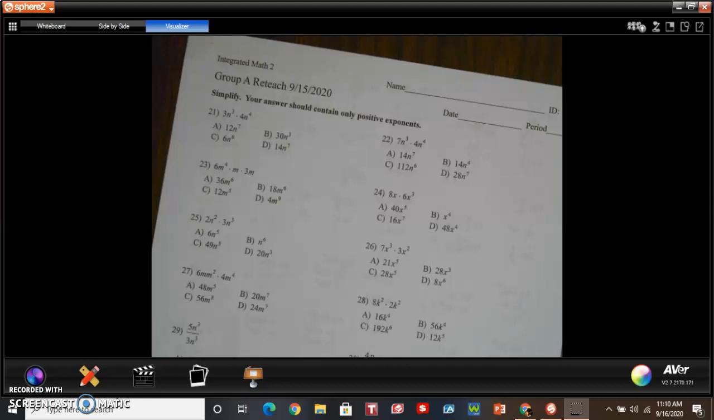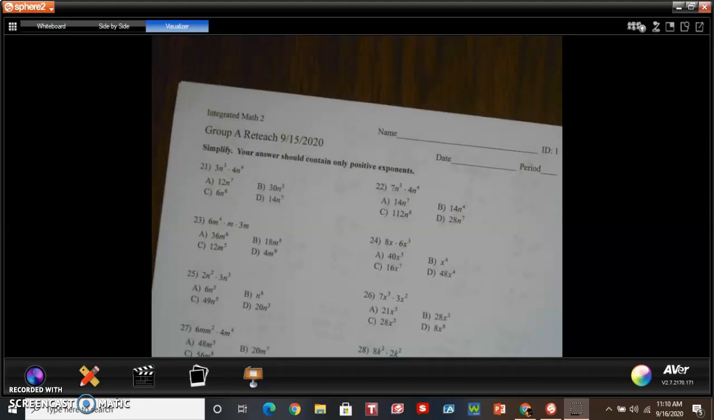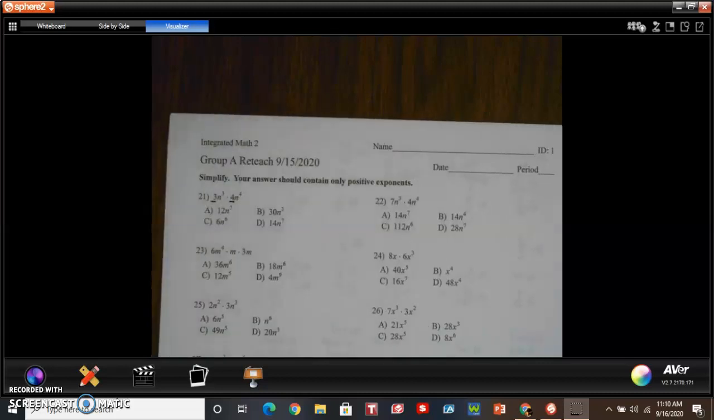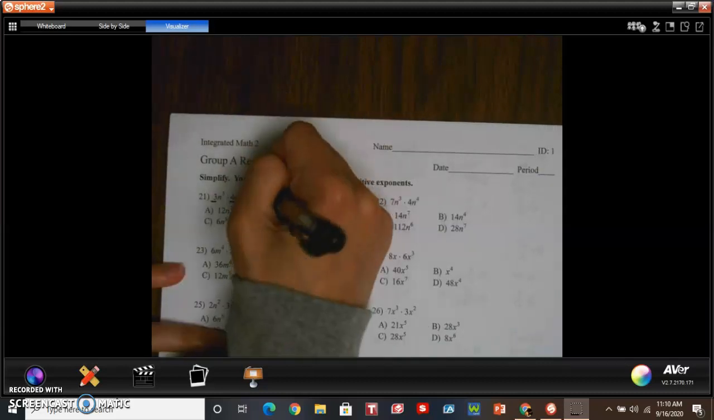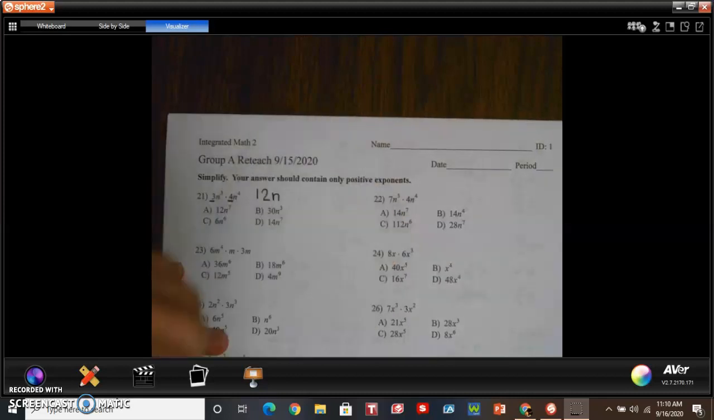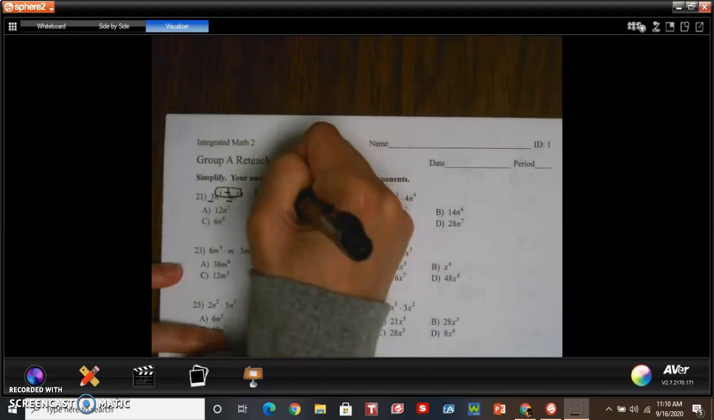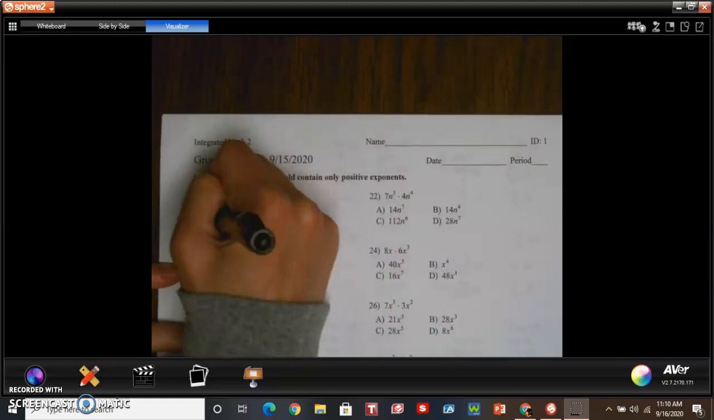Let's look at number 21. So this is a product. So the first thing we need to do is take care of our numbers 3 and 4. So 3 times 4 is 12. Our variable is n. Now we look at our exponents and add them. 3 plus 4 is 7. Just like that.